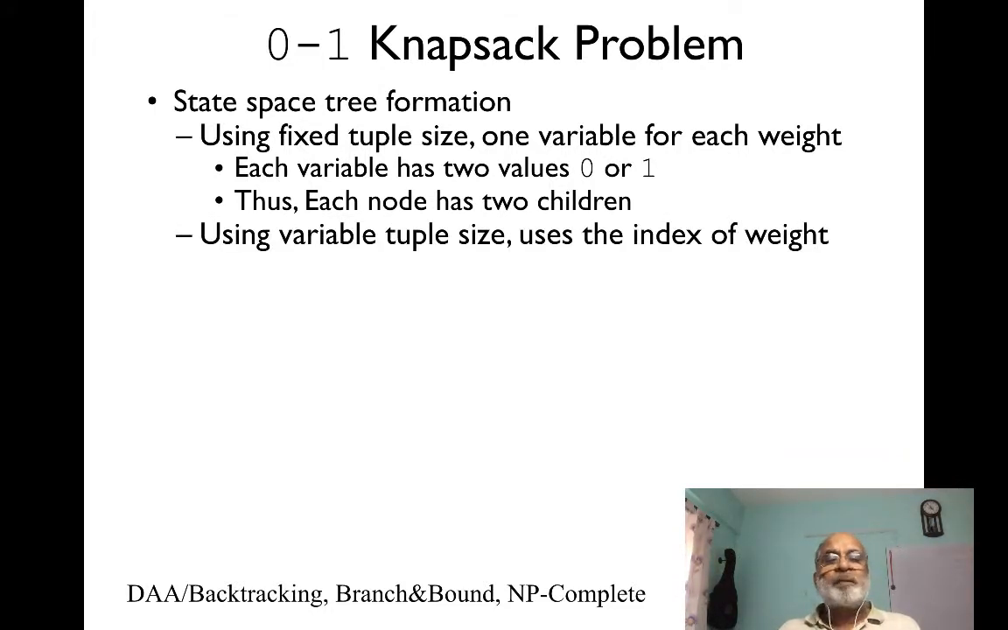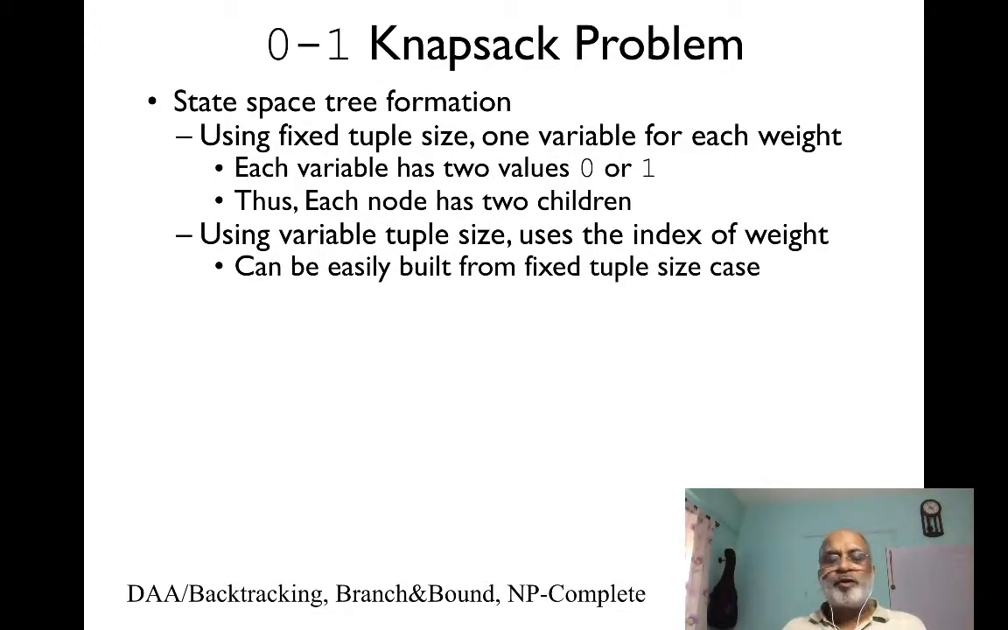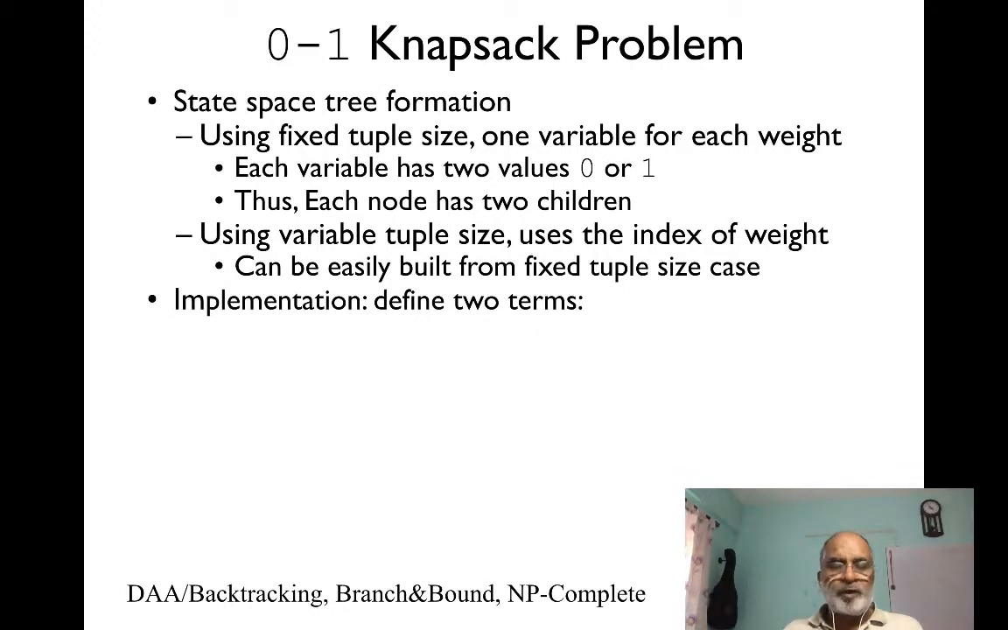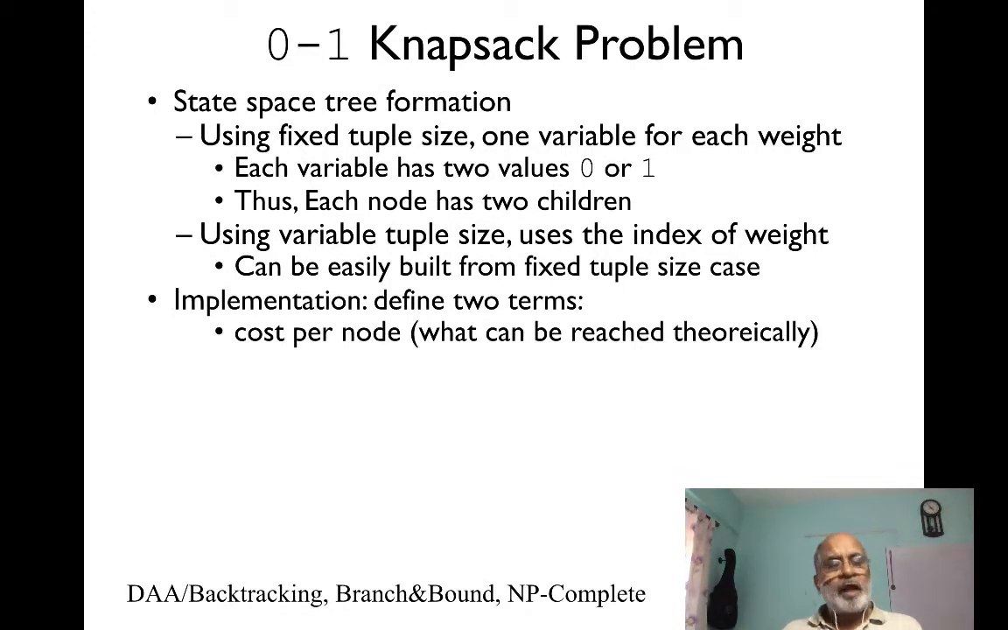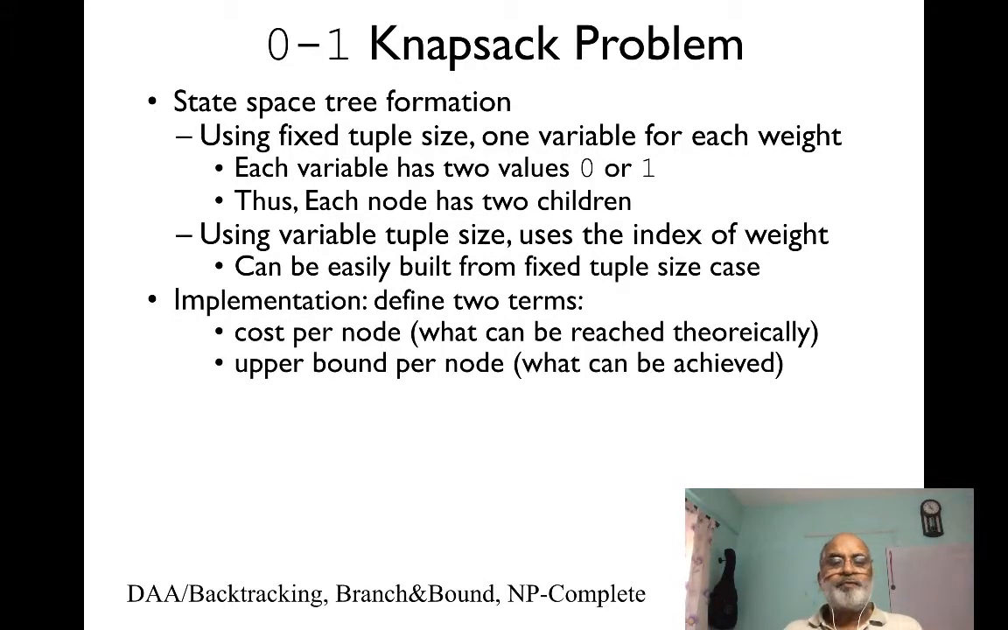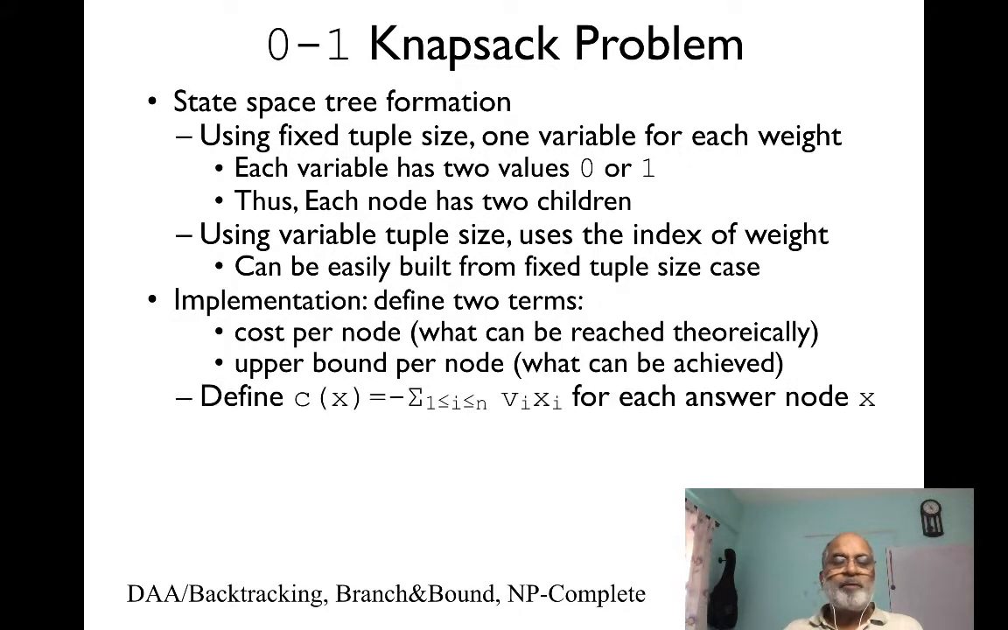Once you know the fixed tuple, we can easily convert it into the variable tuple size problem by picking those indexes for which the value is 1 and taking their respective indices. That gives me the variable size problem. Now to implement this minimization problem, we'll define two terms: one is called cost and the other is called upper bound, as we did in the previous cases of TSP and job assignment. So we define cost per node and upper bound per node. Since we're looking at cost, we're taking V as negative, so we define Cx for each answer node. If the answer node is x, from the root till that point, the nodes are considered, and we look at the values.